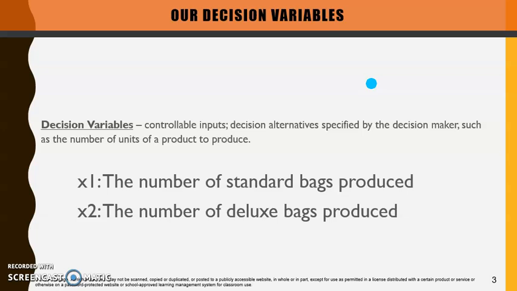Okay, here we have two types of Prada bags: standard bags and deluxe bags. So the decision variables would be the number of standard bags produced and the number of deluxe bags produced. Let's name the first one X1 and the second one X2. In fact, in the previous section, instead of X1, we put 15, and instead of X2 we put 30. And here we just change it to X. Why? Because they are unknown.